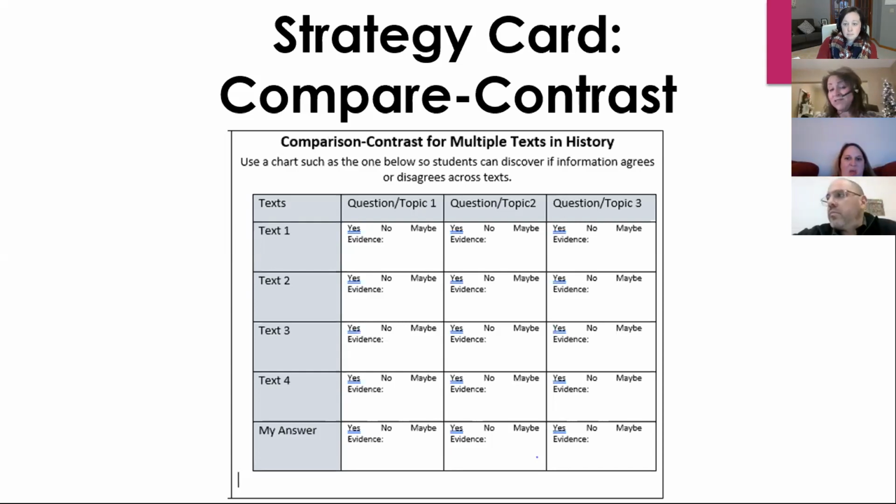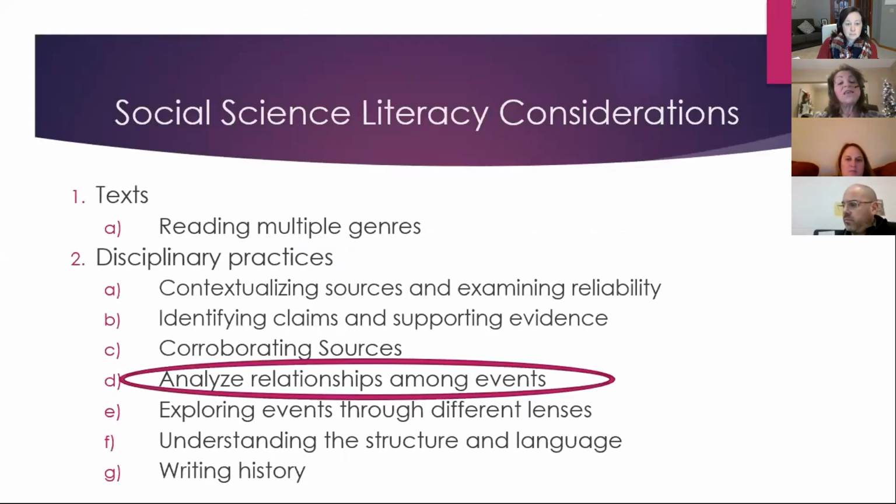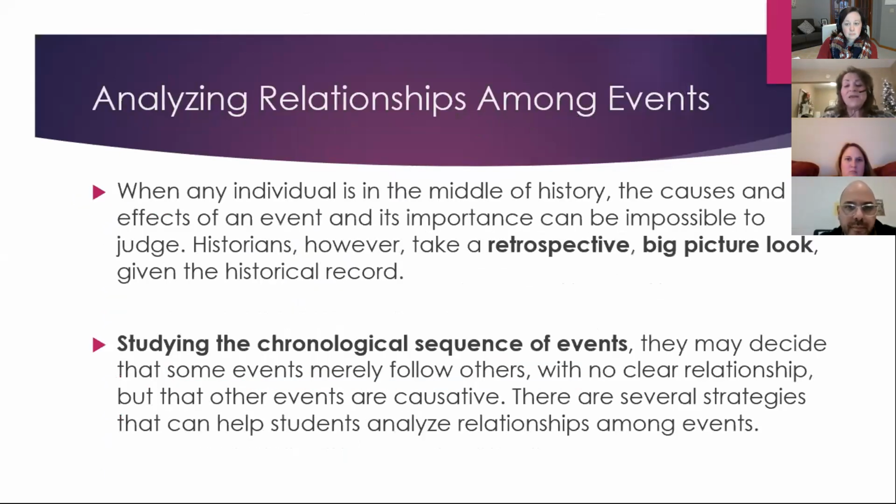The next thing we want kids to do in social science is analyze relationships among events. And really that's looking at many times a cause and effect structure.